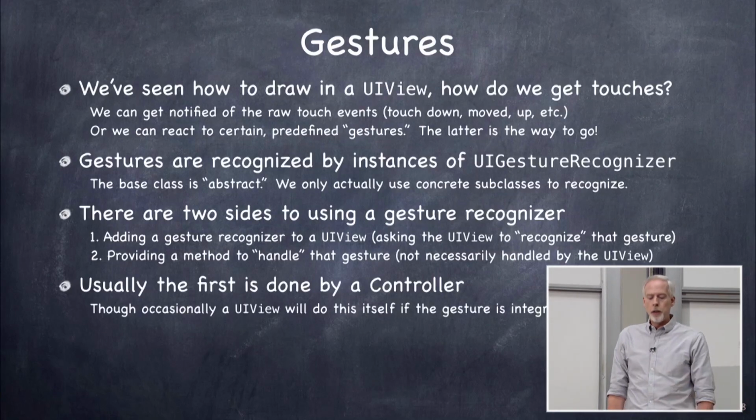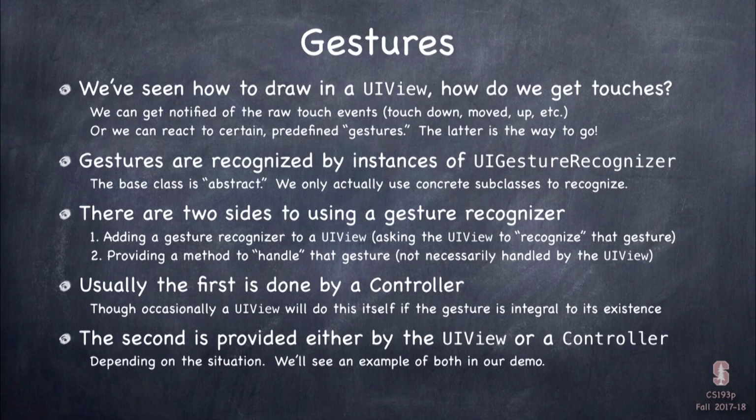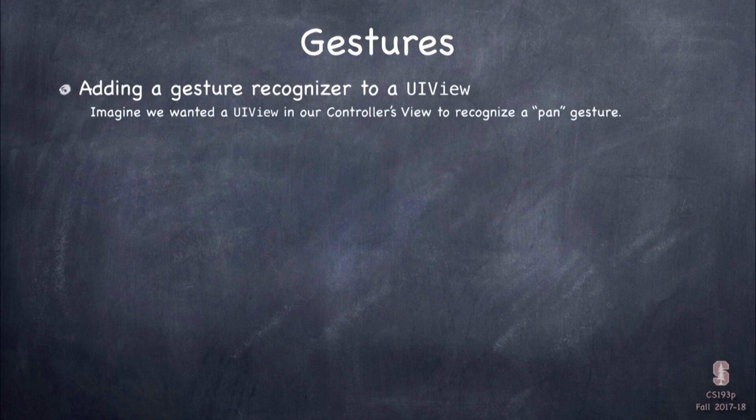So there's two parts. The first thing, asking a view to recognize a gesture, is surprisingly often done by the controller or in your storyboard. That's how you add gestures, usually. Sometimes a view will add a gesture recognizer to itself if it's just totally inherent to what it does, like a scroll view will add pinching and panning gestures to itself because it's not even a scroll view without those gestures. But a lot of times it's the controller that does it. The second thing, the handling of the gesture, if it affects the model, then the controller is going to handle it. If it only affects the way things are viewed, then the view will often handle it directly. We'll see examples of both of those in our little demo.